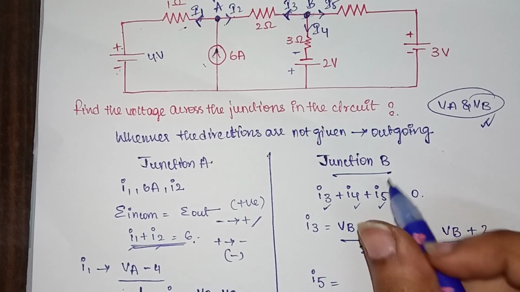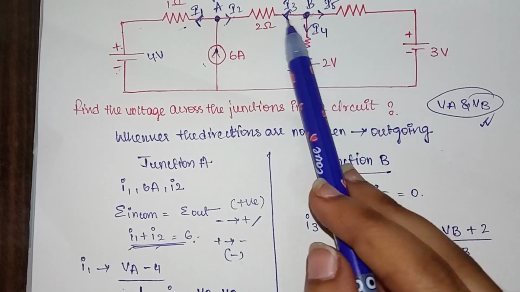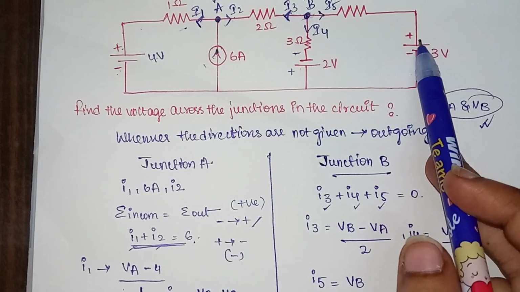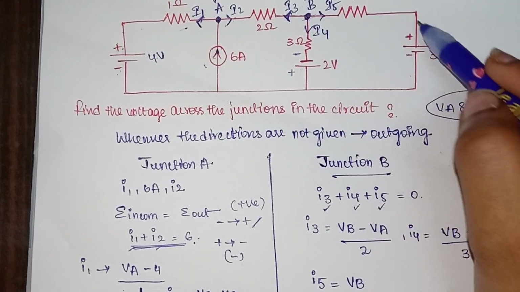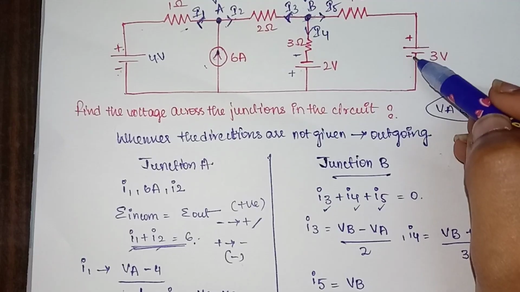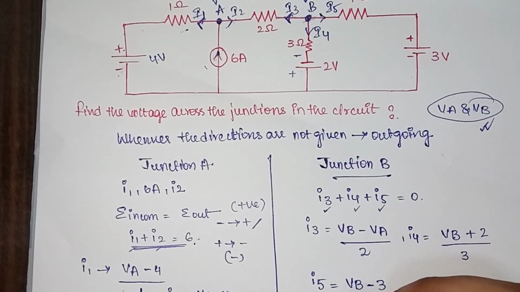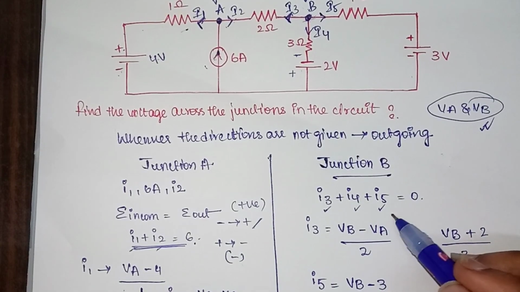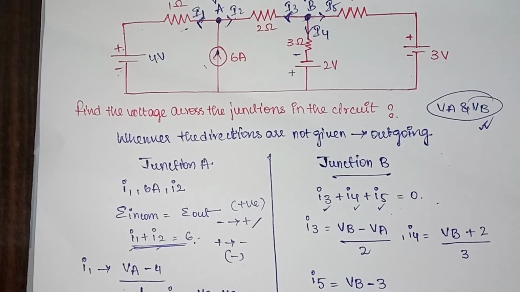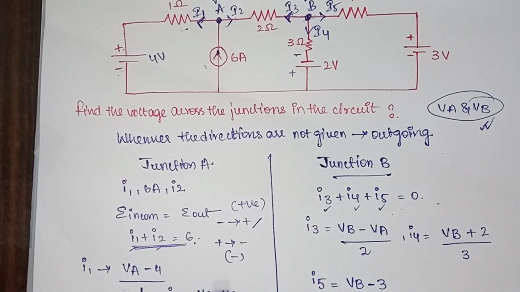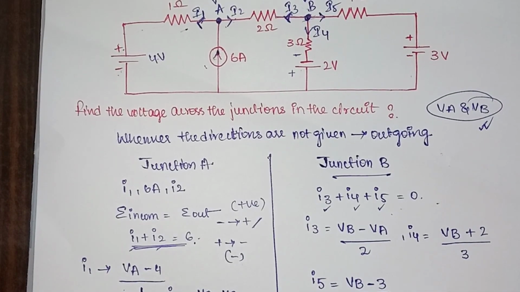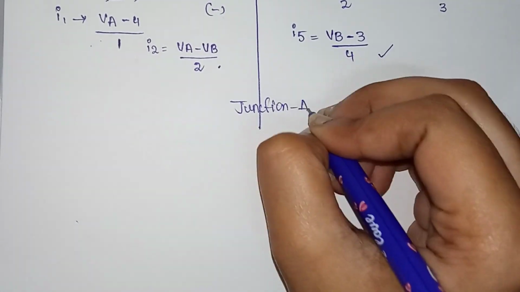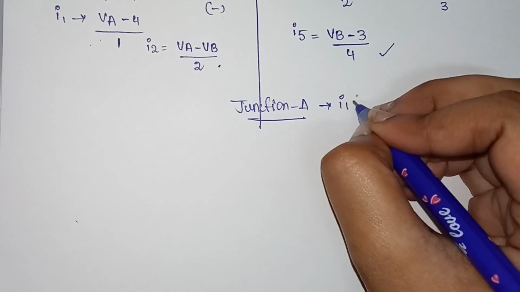For I5, it is moving from VB. So VB, and see here, the current is moving from VB in this direction, that is from positive to negative terminal, that is we will get minus 3 by, and what is the resistance we are having? 4. If we substitute these values in I3, I4 and I5, we'll substitute both in the same way and we'll derive the equations.